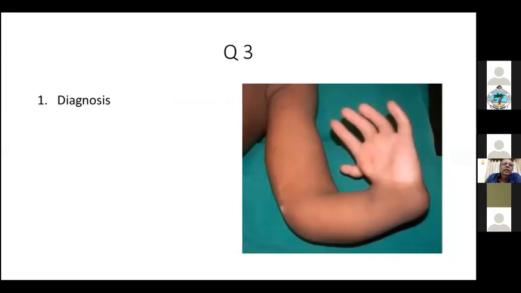So what is seen? Excuse me, sir. Shall we go on to the clinical session? Okay, I'll finish this and then. Sure, sir. Yeah.